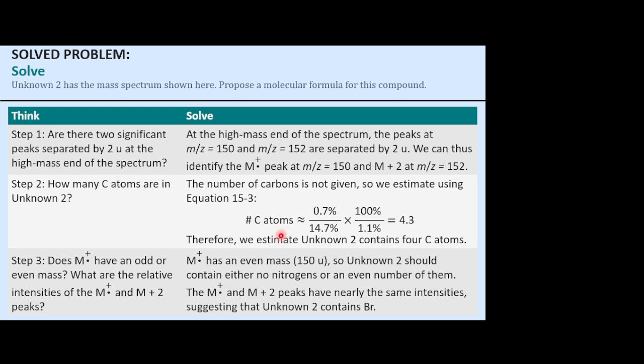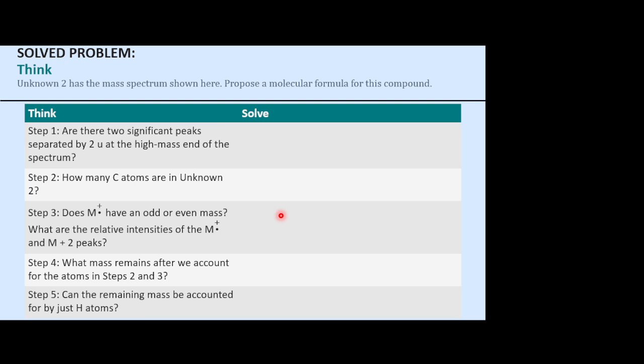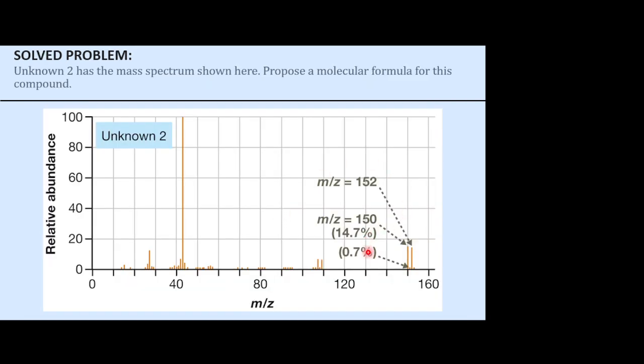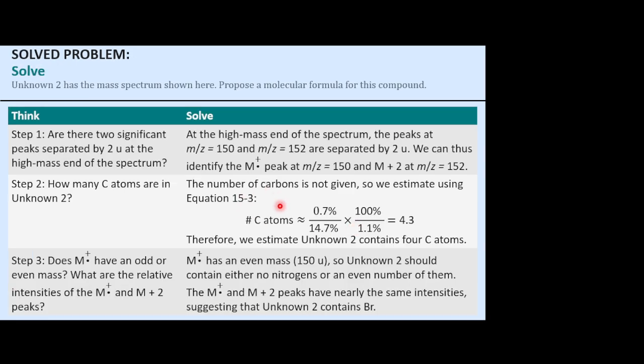Now we go ahead and use our ratio right here, isotopic ratio. And you see that the heights were given to you here, 0.7 and 14.7, right? So we plug that into the formula, 0.7 over 14.7 divided by 1.1 times 100%. That gives you 4.3. That's going to be an estimate of the number of carbons, right? So the number of carbons should be something around 4-ish, right?